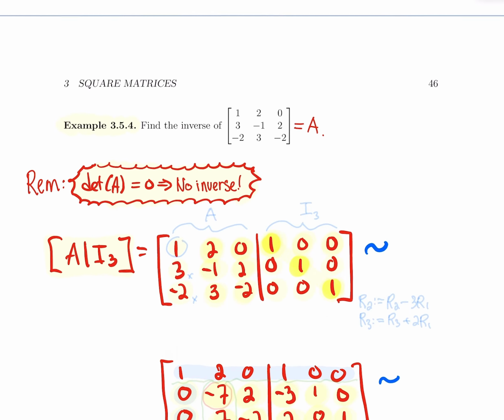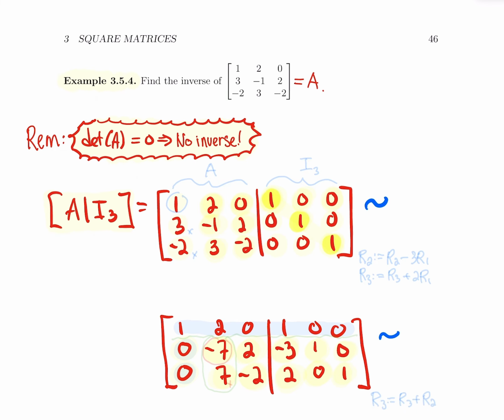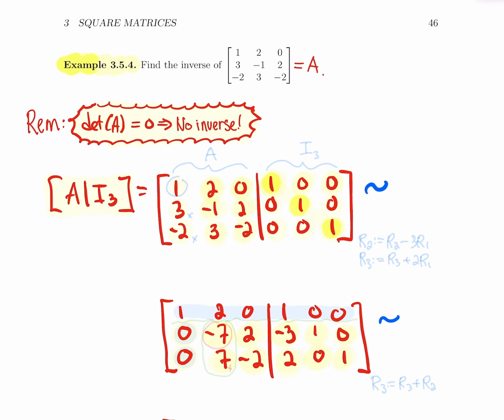So let's do our first example. I only have 2 examples because this computation will happen a lot in various sections. Let's find the inverse of the matrix A: 1, 2, 0, 3, minus 1, 2, minus 2, 3, and minus 2. So let's try to compute the inverse.